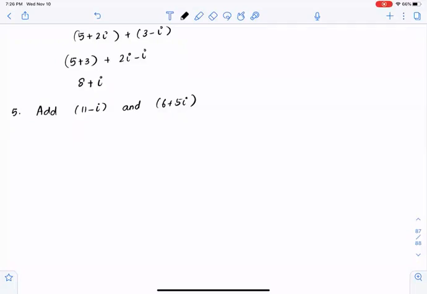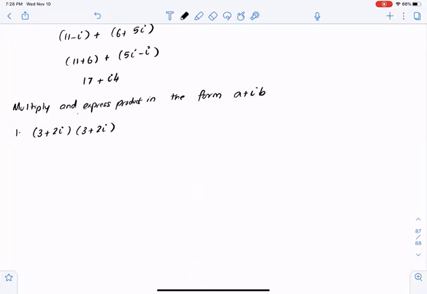Okay, so 11 minus i plus 6 plus 5i, or i times 5, they are one and the same. I'm going to add the numbers together and then add the imaginary parts together. So the numbers 11 plus 6 would give me 17. 5i minus i is 4i, or i times 4, one and the same. So the answer is 17 plus 4i.